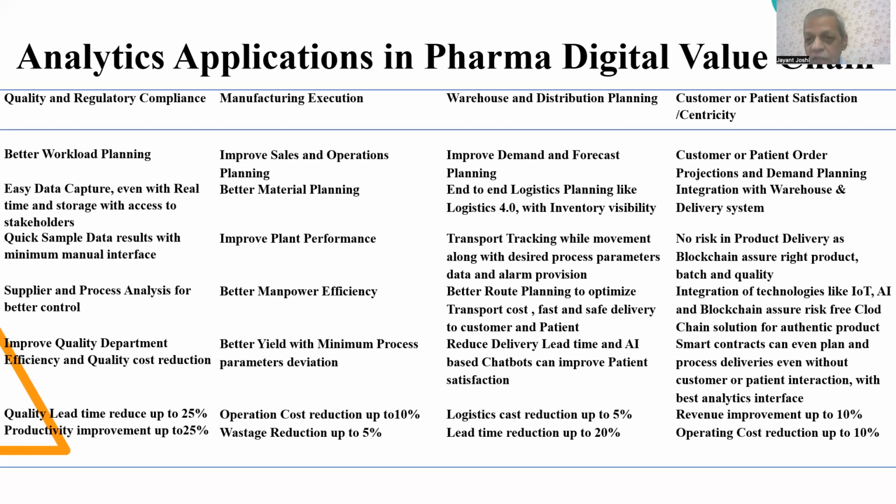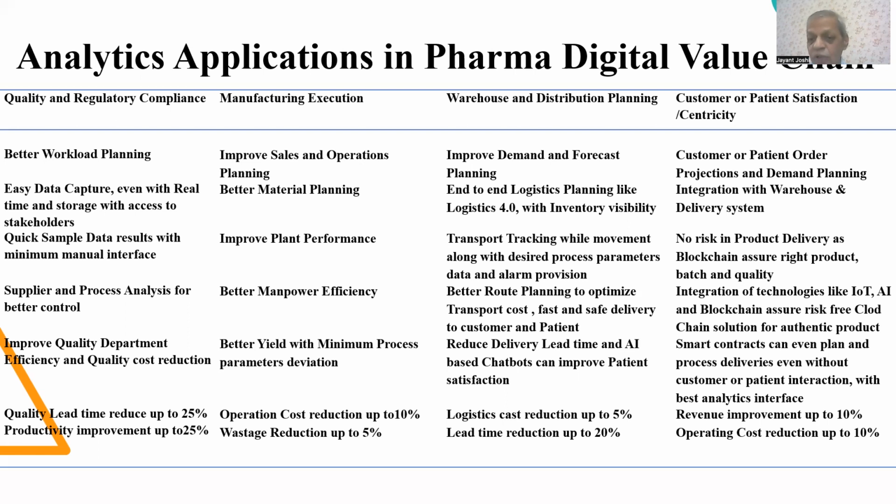The next application is, of course, warehouse and distribution planning. This improves demand and forecast planning, because you have real-time data and analysts can do the synchronization, and that can improve the demand and forecast. So there is less deviation, fewer changes, and that improves your capacity utilization. This also leads to logistic planning, because from the warehouse, the distribution finally gets connected with transportation and route planning, and that also gives you better inventory analytics.